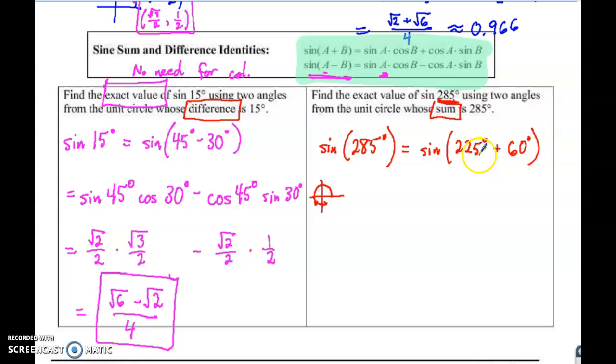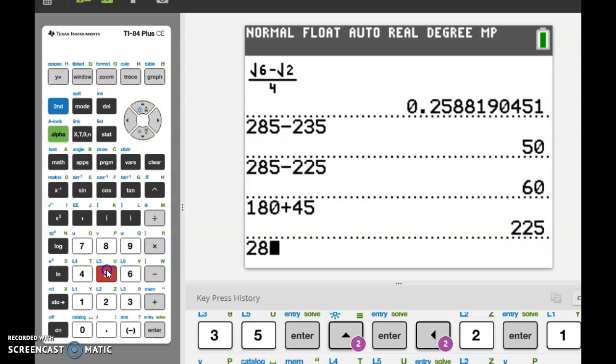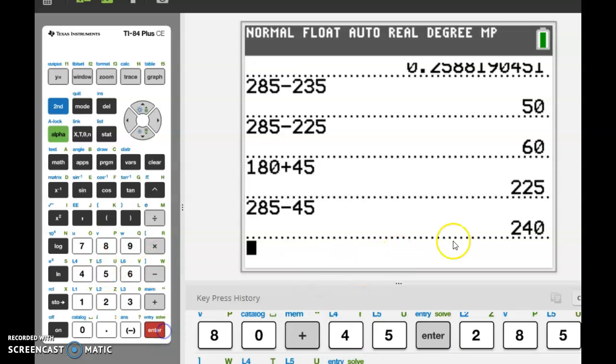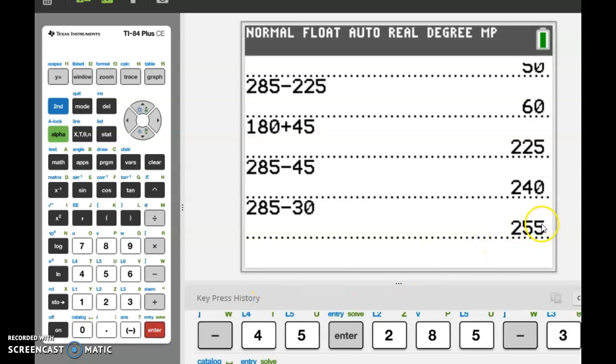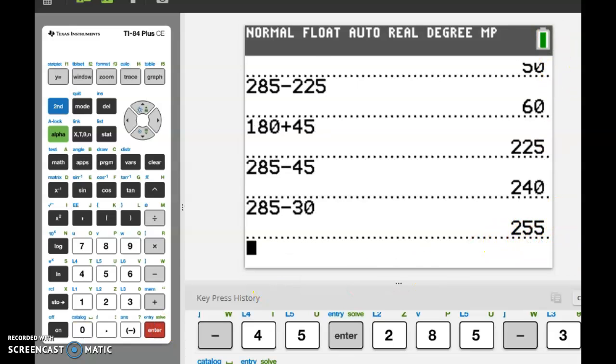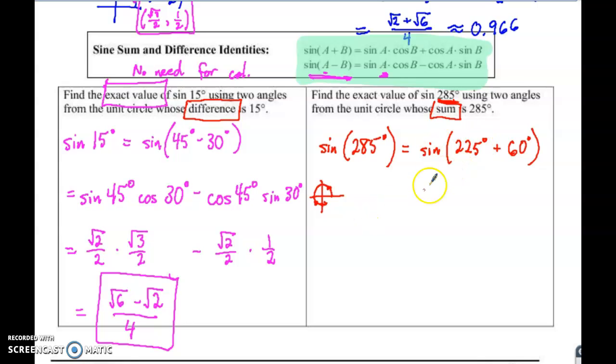And this is not the only correct answer. I think you could have done 45. Let me just give you another example. If you did 285 minus 45, I believe 240 is on the unit circle. So 240 plus 45, maybe if you even subtracted off 30, 285 minus 30, there you go. I believe that's on the unit circle. Anyway, there's a lot of different answers here.